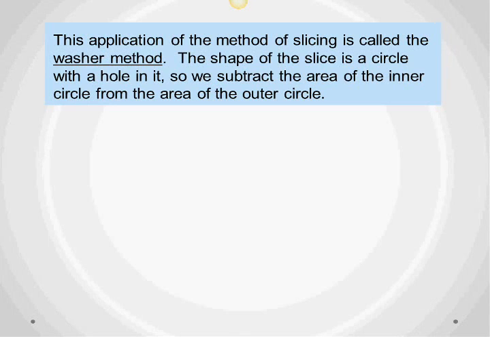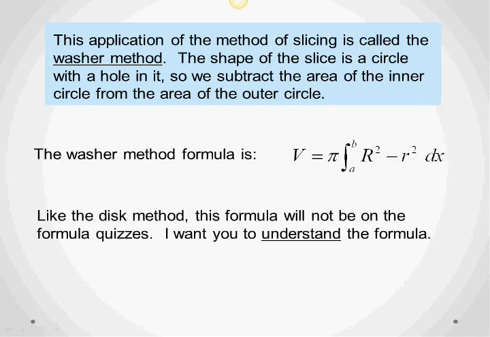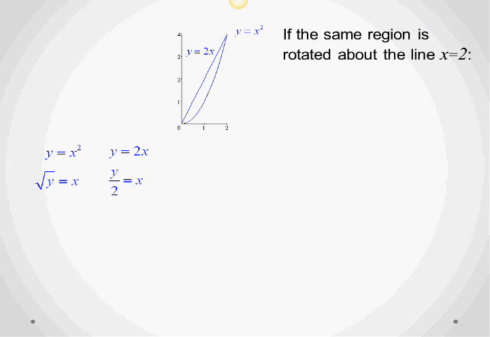This application of the method of slicing is called the washer method. The shape of the slice is a circle with a hole in it, so we subtract the area of the inner circle from the area of the outer circle. Be careful that you do not say that big R squared minus little r squared is actually the quantity R minus r all squared. Remember that exponents do not distribute in, because pluses and minuses mess it up. That's a very simple mistake that people will oftentimes make. Like the disk method, this formula will not be on formula quizzes. I want you to understand how the formula works.